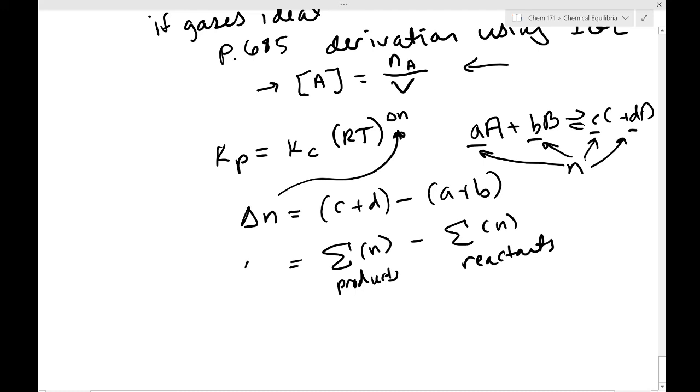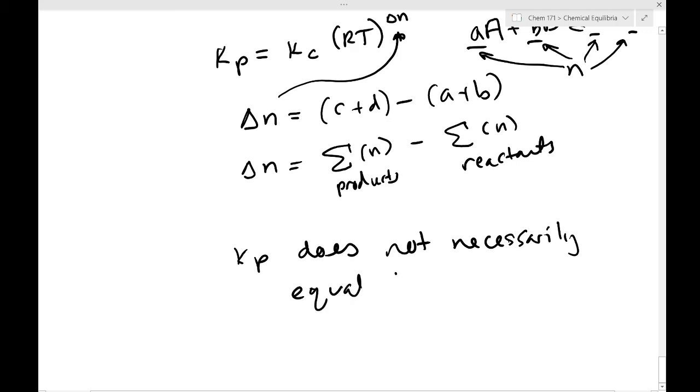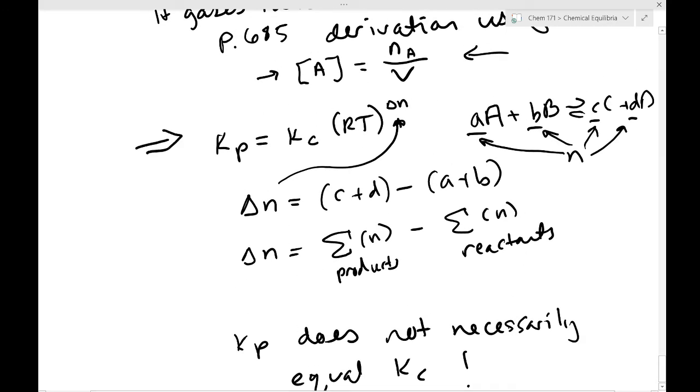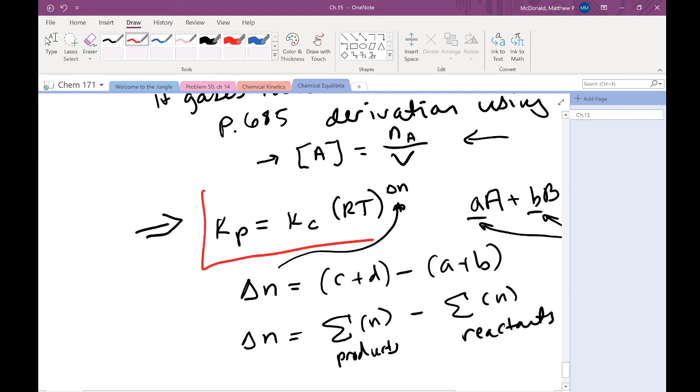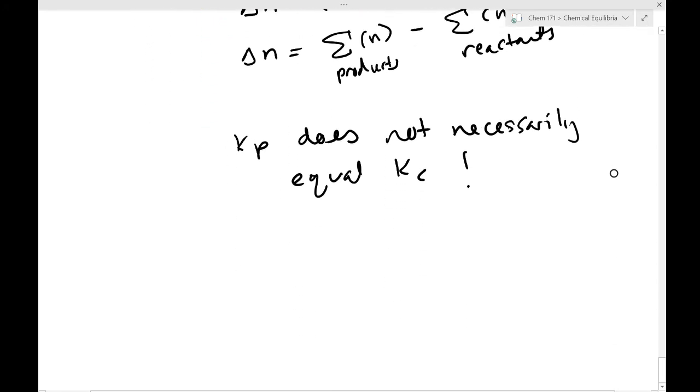Okay, so delta N is equal to the change in the number of moles, and that is what RT is raised to in this equation. Okay, so Kp does not necessarily equal Kc. We have some relationship between Kp and Kc, but they don't necessarily equal each other. And this is the relationship to figure out one based on the knowledge of the other.